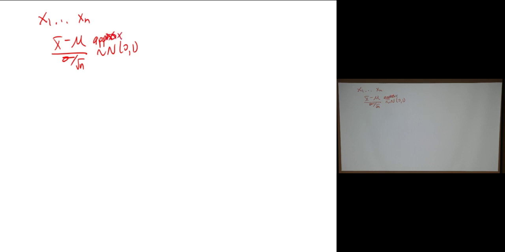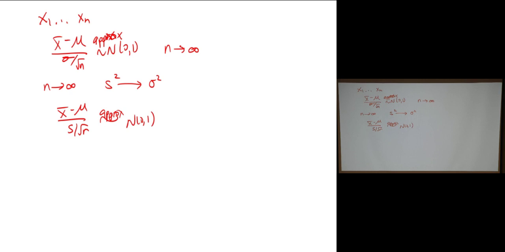Now, if n is bigger, this S square is very close to sigma square. So if your sample size is big, then I can replace sigma by S. Of course, the approximation may not be as good as the original one, but this is still approximately normal. So that's how we do things.